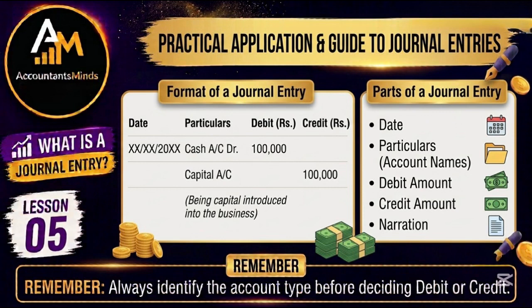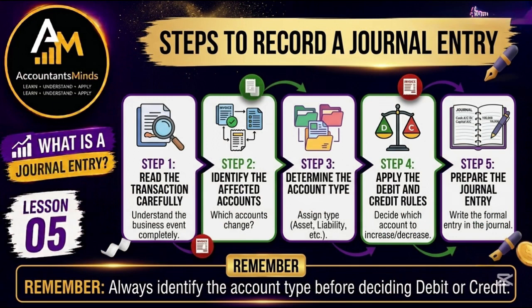Now you may be wondering, how do we record a journal entry? It's actually very simple. Just follow these 5 steps. Step 1. Read the transaction carefully. Step 2. Identify all the affected accounts. Step 3. Determine the type of each account. Is it an asset, liability, owner's equity, revenue, or expense? Step 4. Apply the debit and credit rules. Step 5. Record the journal entry. If you always follow these 5 steps, you'll be able to solve journal entries correctly.